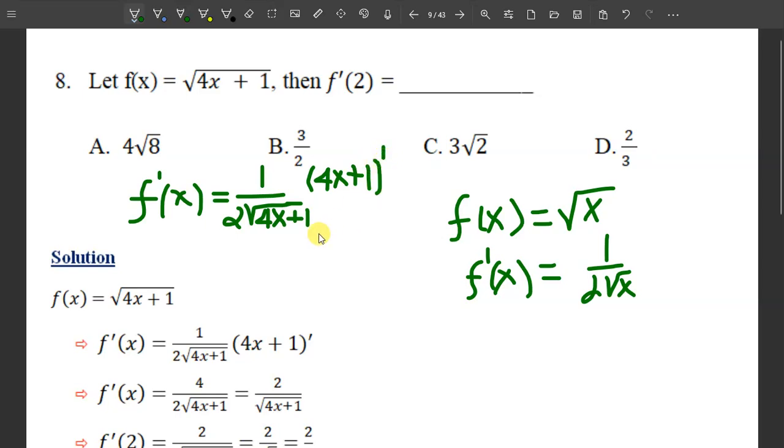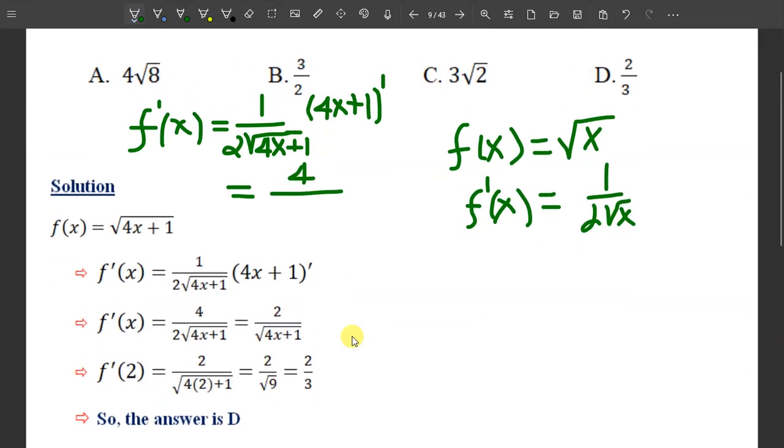What is the derivative of 4x plus 1? Since this is a linear function, the derivative of x is 1, and 1 multiplied by 4 is 4. And the derivative of the constant is simply 0. And therefore, we have 4 over this expression, the denominator. Let us see.